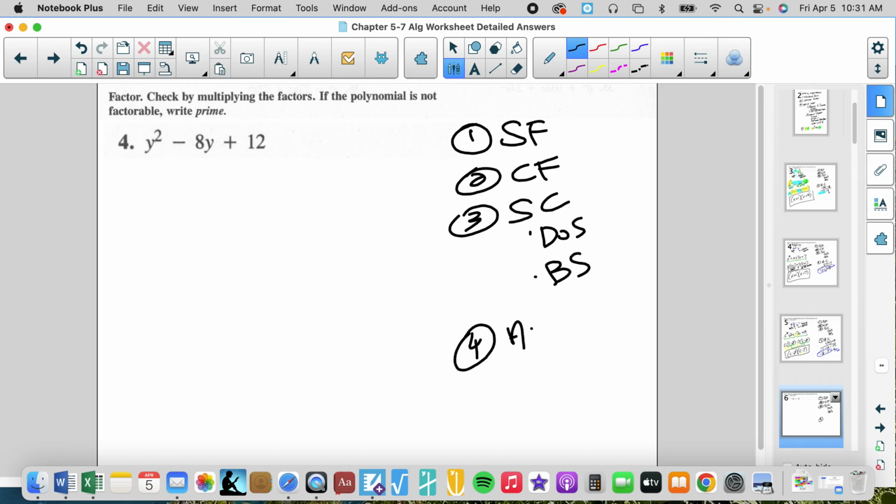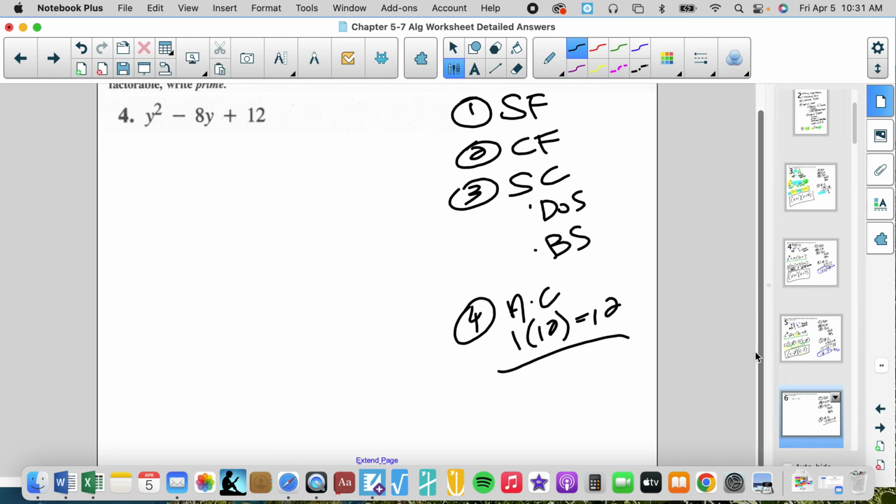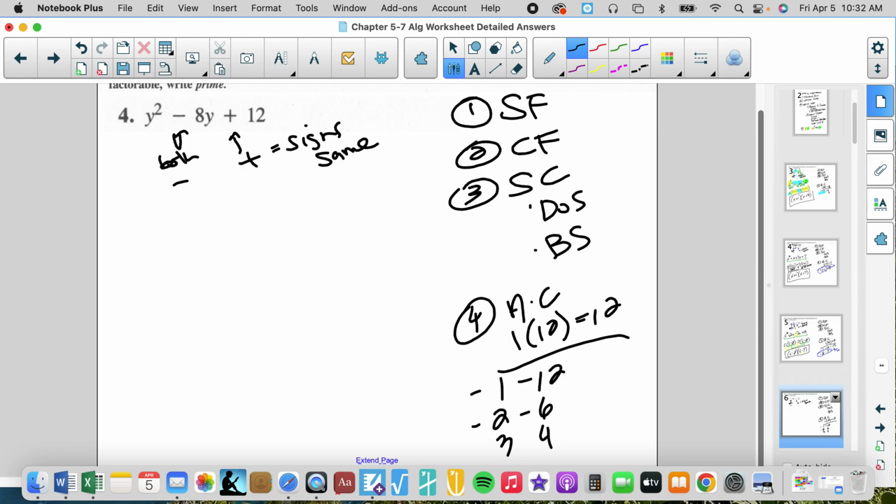So we're going to do a times c. So a is 1, c is 12. Factors of 12. We have a couple more factors this time. 1 and 12, 2 and 6, 3 and 4. My signs are positive, which means that the signs are the same, and they're both negative, because a negative times a negative equals a positive. So negative, negative produces positive 12. Negative 2 times negative 6 produces positive 12. Negative 3 times negative 4 produces positive 12.